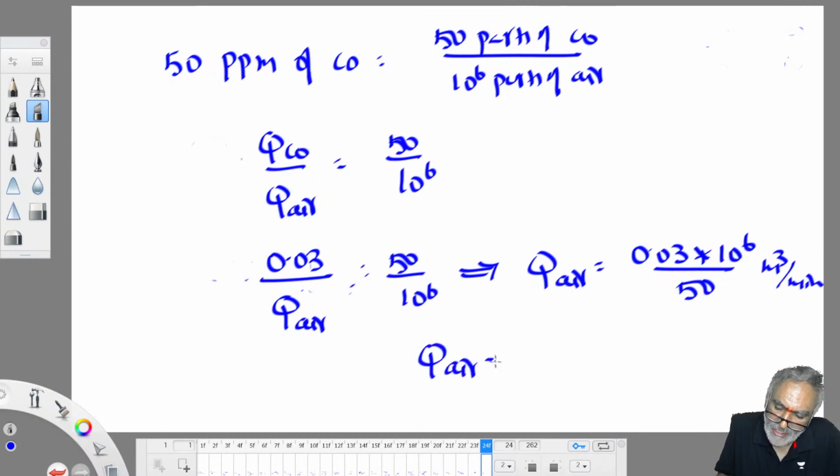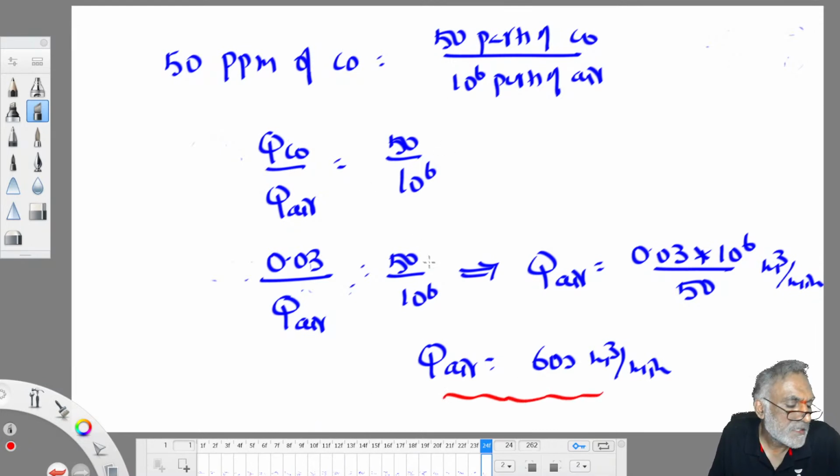So how much air should be there in atmosphere? 600 cubic meter per minute airflow rate. Then that 50 ppm carbon monoxide concentration we can maintain if we release 0.03 cubic meter per minute of carbon monoxide into atmosphere. That was the answer.